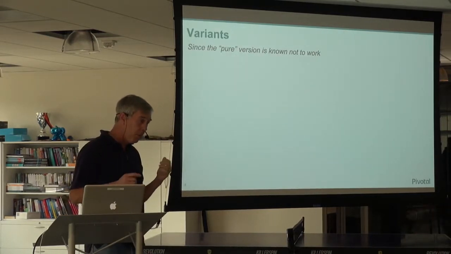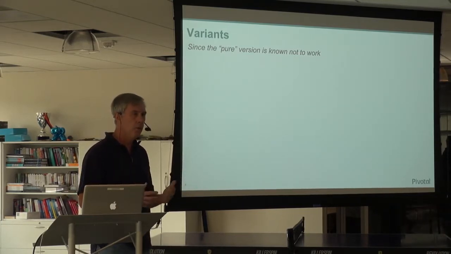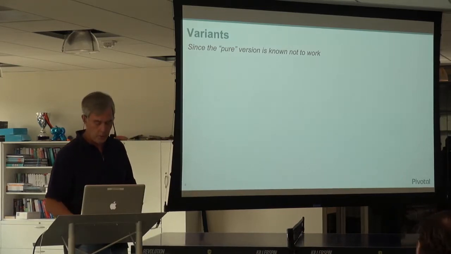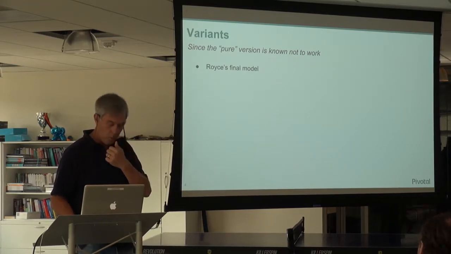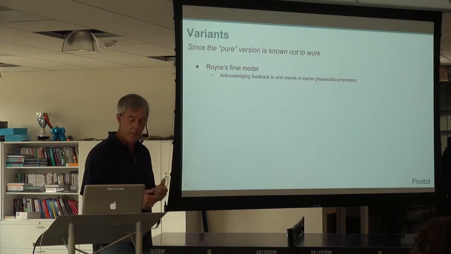Now, the pure version is known not to work. So really what this did was spawn a whole series of variants, which, given that the pure version didn't work, were seeking out some version that did. Royce's so-called final model did acknowledge feedback from these loops.